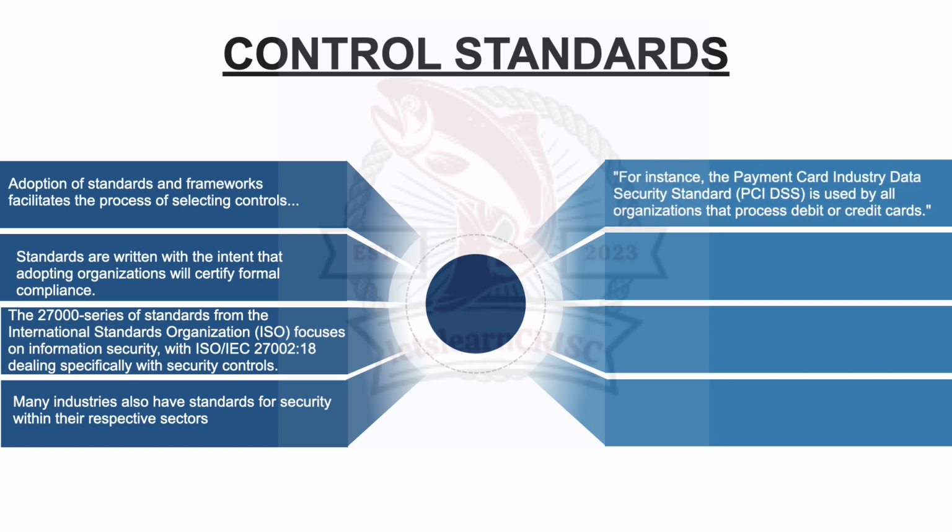Next, under the control standards, for instance, the Payment Card Industry Data Security Standard is used by all organizations that process debit or credit cards. Friends, the Payment Card Industry Data Security Standard is a prime example of an industry-specific standard that plays a crucial role in ensuring the security of payment card transactions.